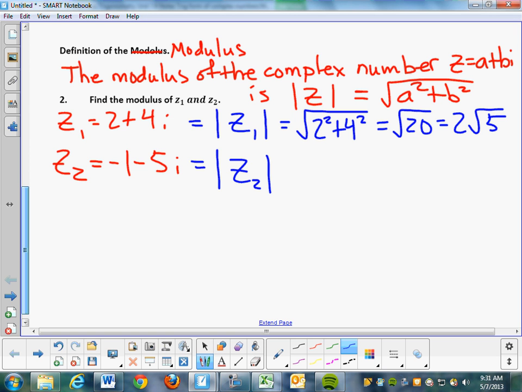All right, absolute value of the second one. Square root of 1 plus 25, or the square root of 26. Can that be reduced? No. Sad day. It's okay, square root of 26. You'll have your time in the sun.